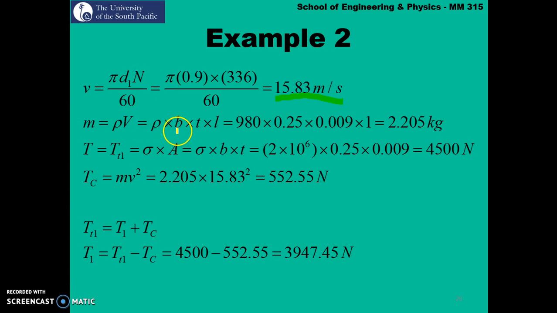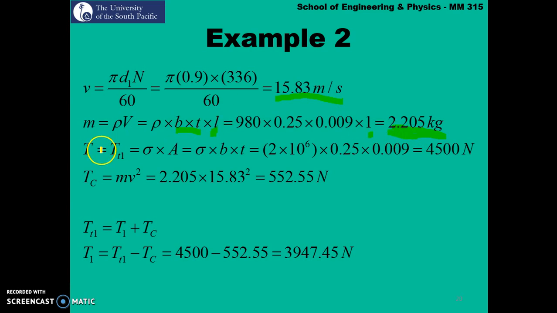So we know the dimensions of the belt, and mass here is per unit length, so this length will simply be replaced by 1 meter. Density is 980, the width of the belt was 0.25 meters, the thickness of the belt was 9 mm, converting it to meters, and the length we assume to be 1 meter. So we end up with a mass of 2.205 kg.